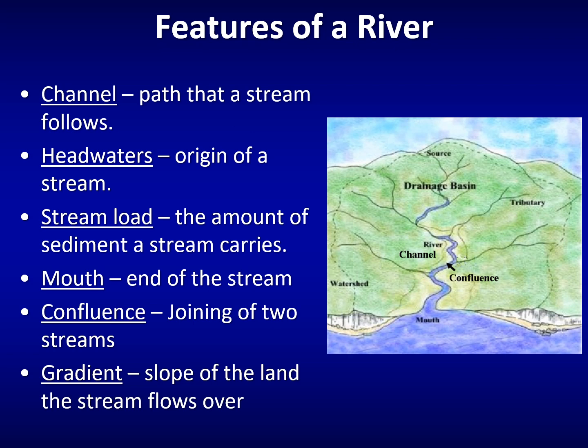A couple of features here. The channel is what they call the path that the stream follows. The headwaters are where the stream begins. The stream load is the sediment it carries. The mouth is the end of the stream, typically going into a large standing body of water. If the mouth ends up being at another river, they call that the confluence, the joining of two streams. And the gradient is the slope of the land over which the streams flow.